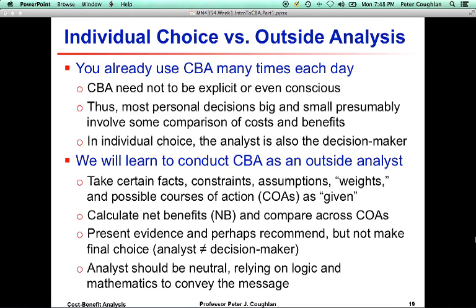So as an outside analyst, what does that involve? Well, first of all, you have to take certain facts, constraints, assumptions, and weights, and a possible course of action is given. You're often told, look, you can't spend more than $1 million, right?